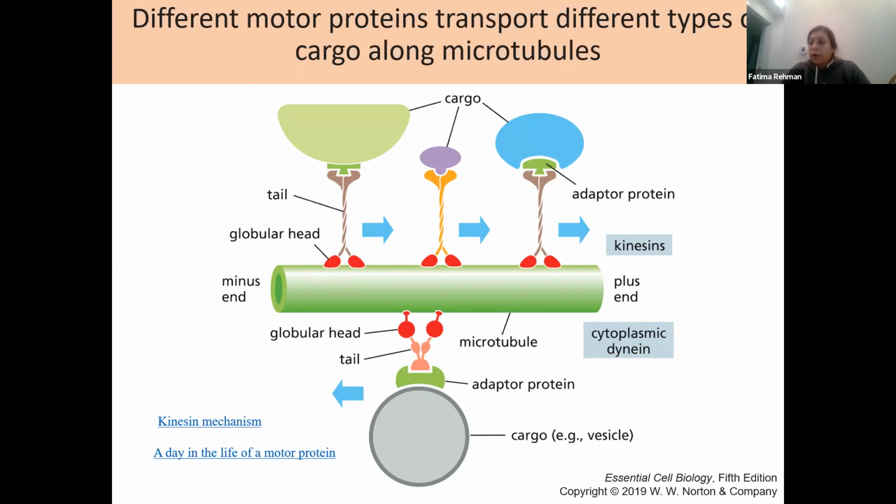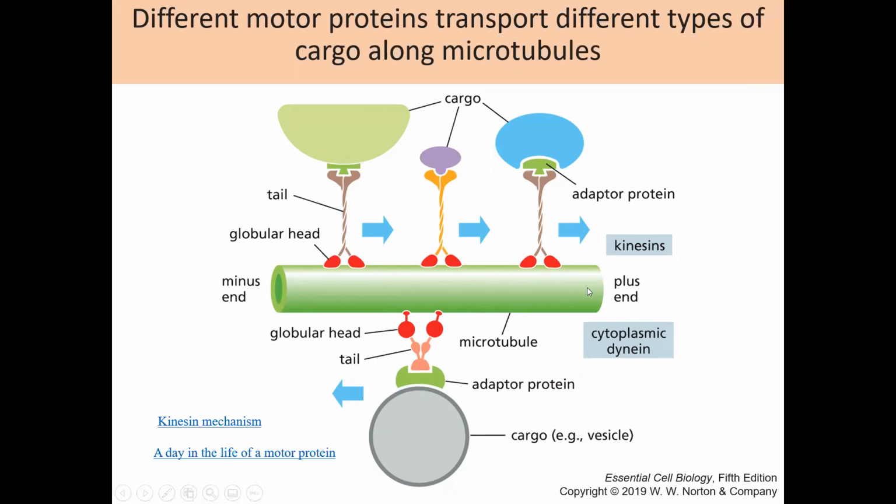Going back to different motor proteins and how they move along microtubules, like I said, you'll usually have these globular heads that have binding residues for the microtubule. They move from the minus end of the microtubule towards the plus end. When I'm talking about minus versus plus, which side is getting polymerization of more molecules to create the microtubule? Is it the minus end or the plus end? The plus end.